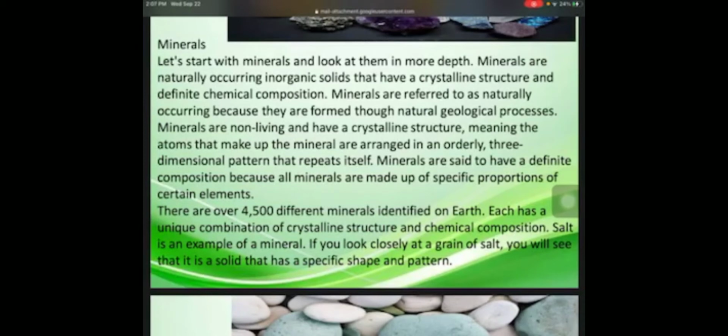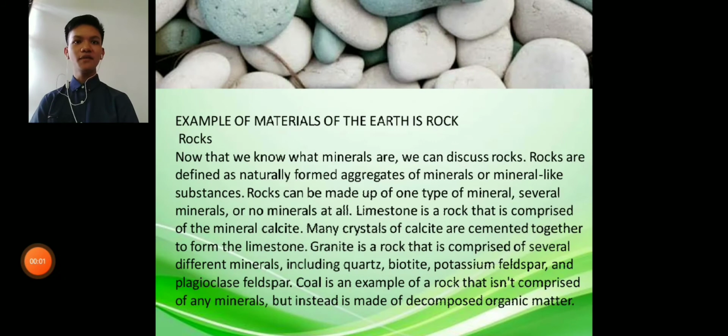Salt is an example of a mineral. If you look closely at a grain of salt, you will see that it is a solid that has a specific shape and pattern. That is what minerals are about. I hope you learned something about minerals. An example of materials of the Earth is rock.